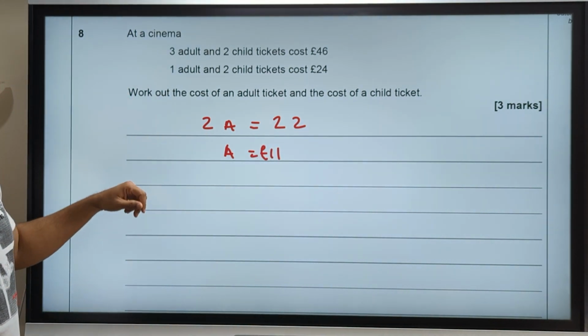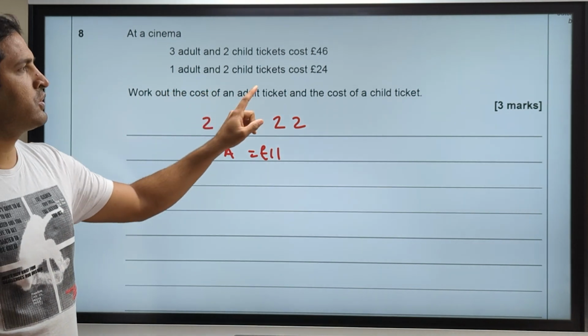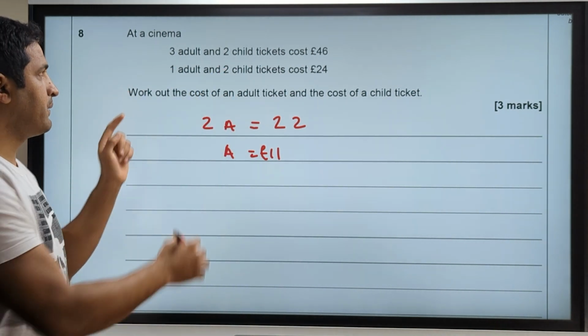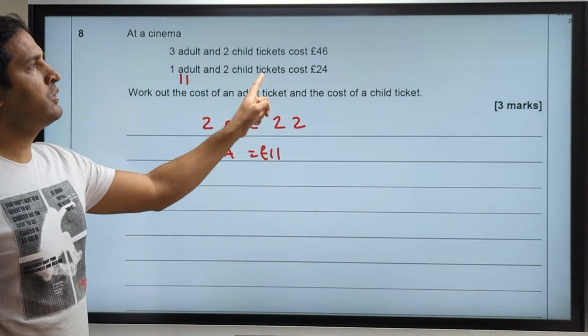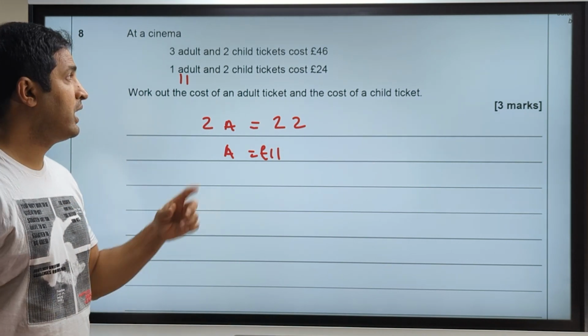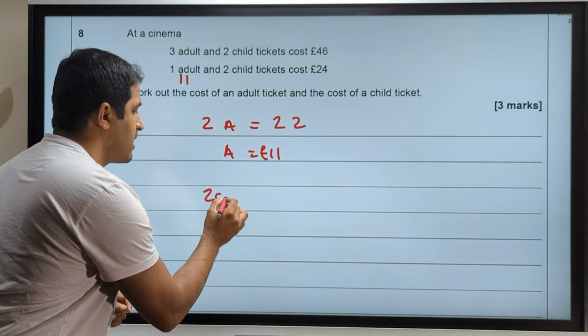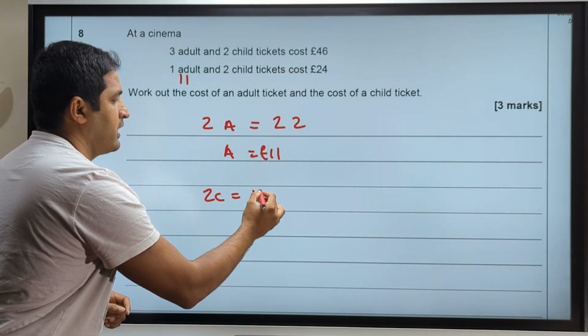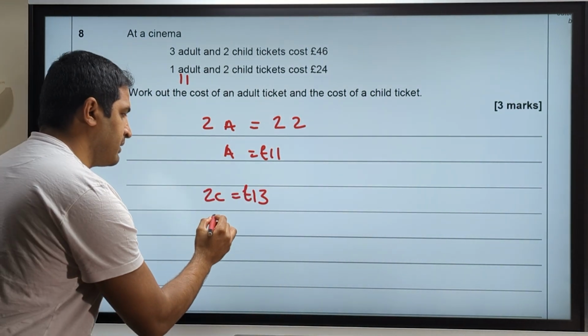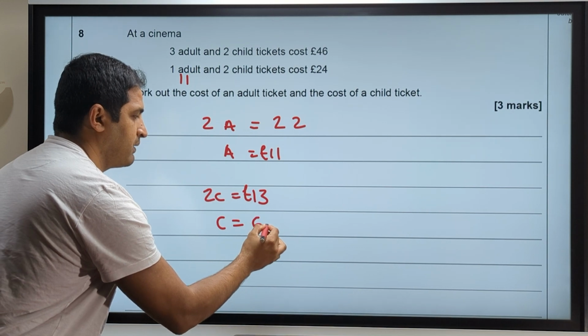That would possibly get you that first mark. Then work out the cost of the child's tickets. If we know that 1 adult, which is £11, plus 2 child gives you 24, we need to take away £11 from 24, which works out the 2 child will cost you £13. If 2 child cost you £13, that means 1 child will cost you £6.50.